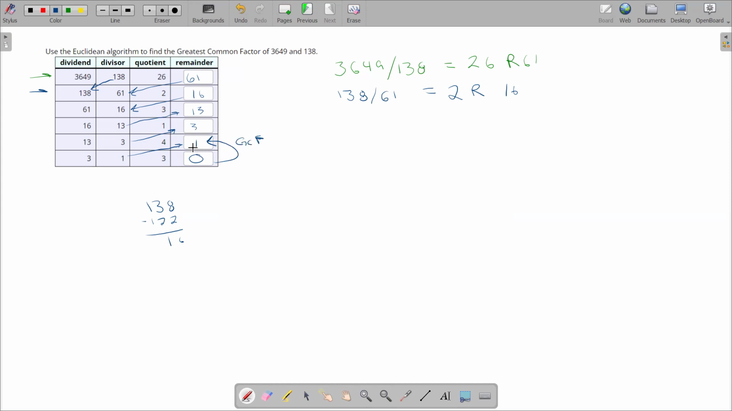So this tells me there are no significant common factors between these two numbers. The greatest common factor of 3,649 and 138 is 1. And whenever 1 is the greatest common divisor, that's not a big deal, they have really nothing in common. These two numbers are said to be relatively prime because they have no factors common to each other.